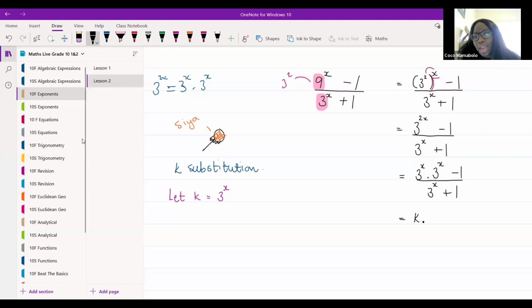K times another 3 to the power of x will give me K minus 1 over, there's another 3 to the power of x, so I'm going to get K plus 1. Now I know that K times K is just the same as K squared. So now I've got K squared minus 1 over K plus 1. What kind of factorization am I looking at up top here?